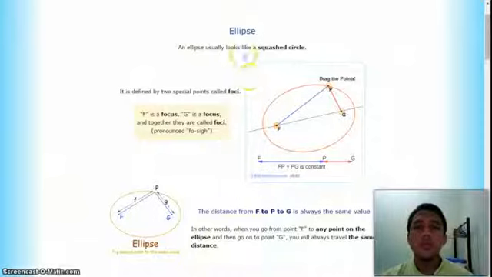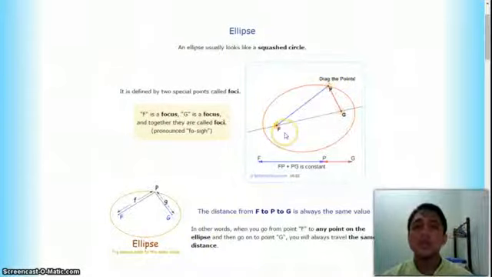So we start with the ellipse. An ellipse is a squashed circle. This is the shape of an ellipse, the red line. In an ellipse we have 3 points: 2 focus points, we call them foci, and 1 point P. P is any point on the ellipse.